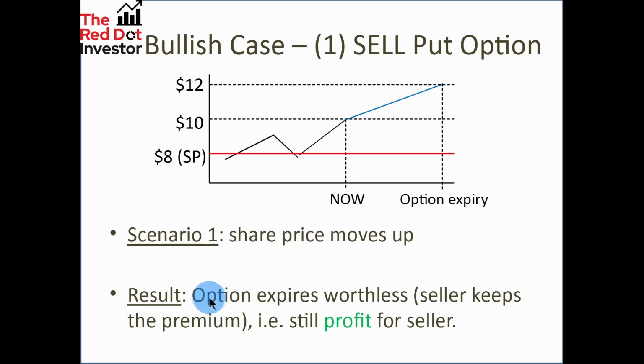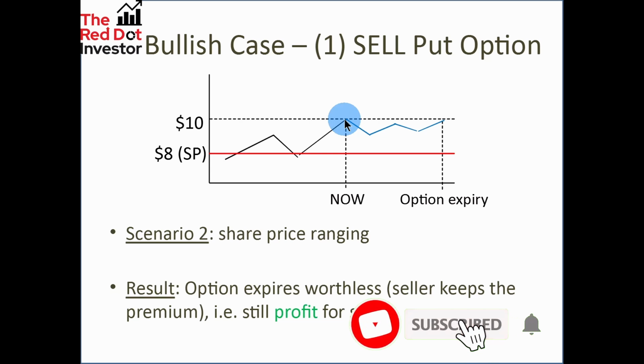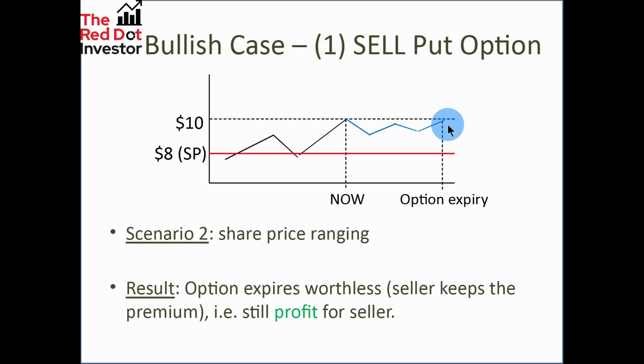So the result is the option will expire worthless because it cannot be exercised, and the seller will get to keep the premium, which means that this will be a profit scenario for the seller. In scenario 2, the share price is ranging. What does it mean by ranging? It means that from the time that you sold the put option, the share price is moving within a certain range, and maybe it's trading at about $9. The result is then the option will also expire worthless. The seller gets to keep the premium, and it's still a profit scenario for the seller.